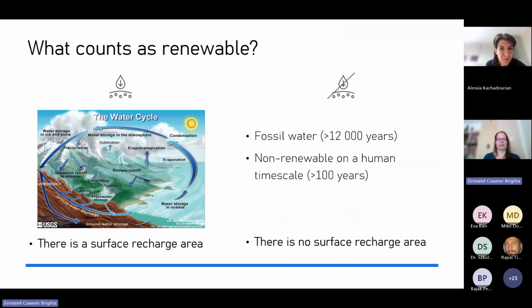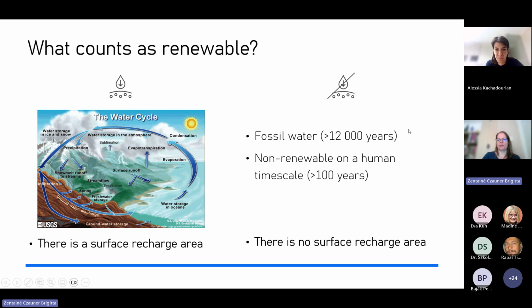But let's start with the question, what counts as renewable? You know, there are different types of definitions. How can we define renewable or non-renewable resources? From a first look, we can say that groundwaters, as the subsurface part of the water cycle, can be handled globally as a renewable water resource. But of course, from a water management point of view, it can be necessary to separate somehow the renewable and non-renewable groundwater resources.